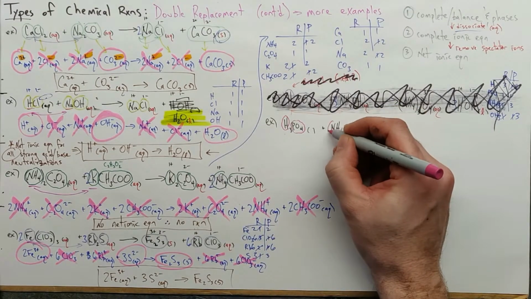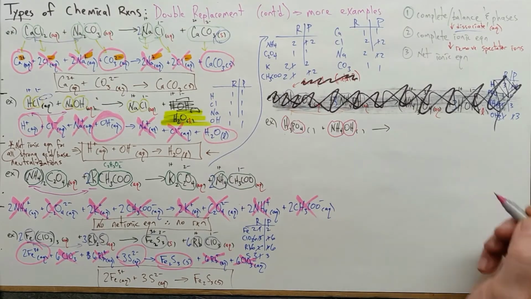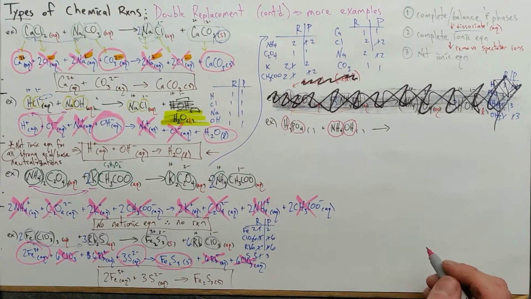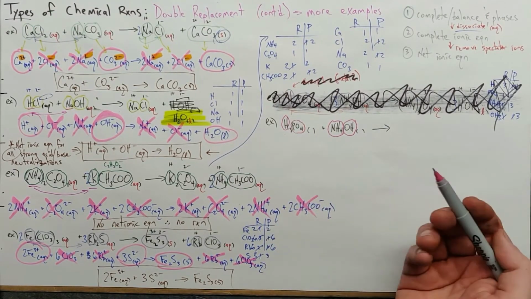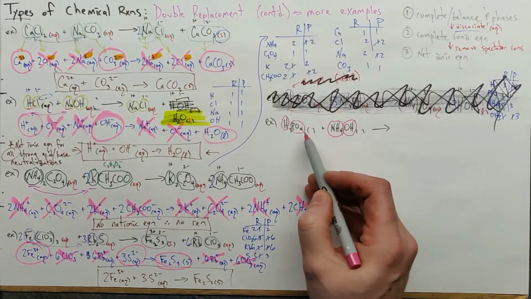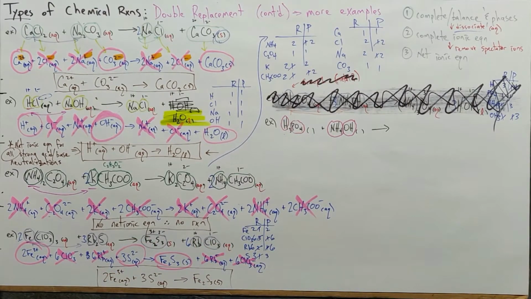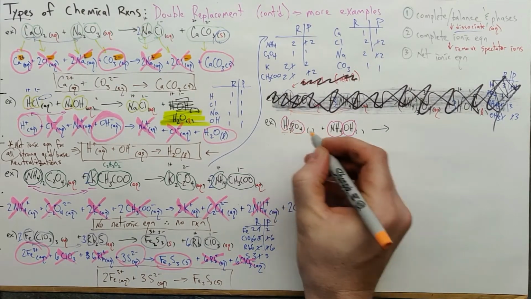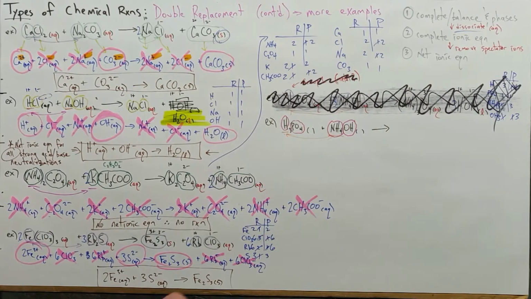Each one of them is a 1+. Ammonium is its own thing, I have 1 of it. Hydroxide is its own thing, I have 1 of it. We would spot this as a double replacement reaction because I have an ionic compound and an ionic compound, and you might know that by the presence of polyatomic ions. That's a pretty good tip-off. If we're looking then at what we're going to switch where, this hydrogen and this ammonium are the things we're going to be watching.